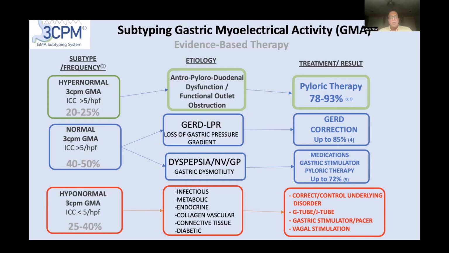Again, hyponormal is always a reason to look for the underlying disorder and try to fix it. If you cannot fix it, these are some of the most difficult cases because they will not respond to surgical therapy. They are typically not going to respond to gastric stimulators or vagal stimulation either. Oftentimes, if it's infection, this will improve on its own.